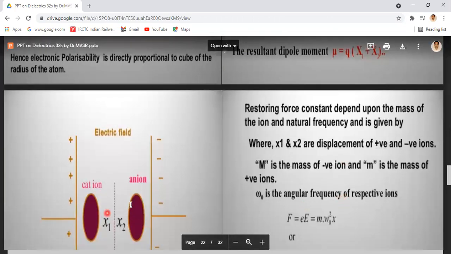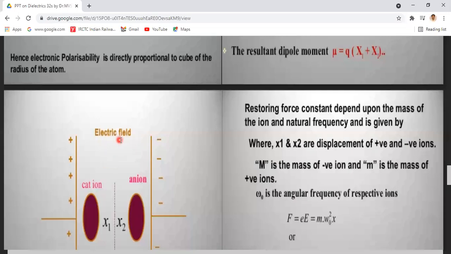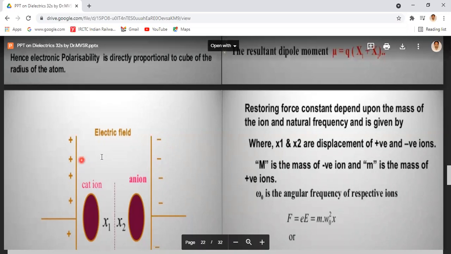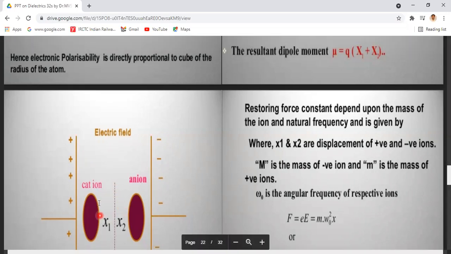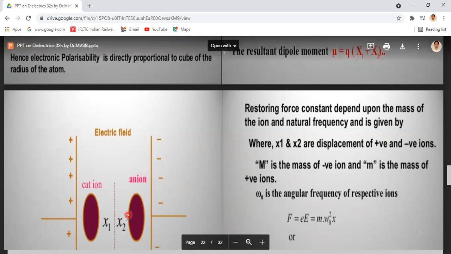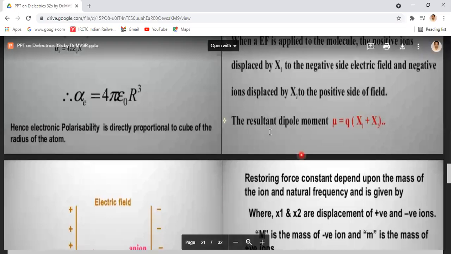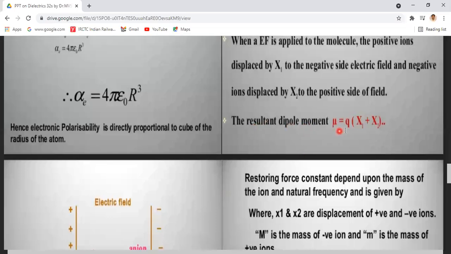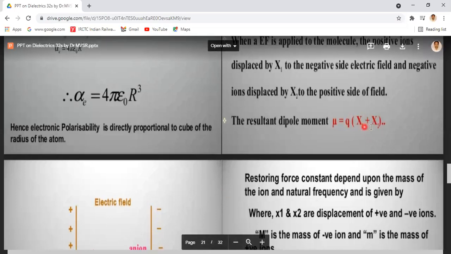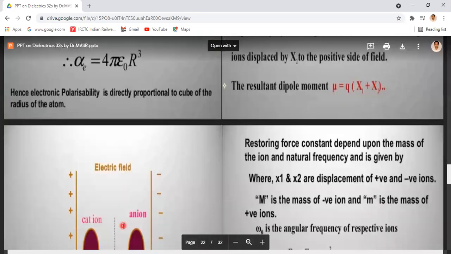Coming to this one, this is the electric field which is produced with the help of this capacitor. In this electric field, consider one HCl molecule, which becomes a dipole, with H plus and Cl minus, that is cation and anion, separated by distances x1 and x2. So the resultant dipole moment mu is equal to q into (x1 plus x2), that is, the product of the charge and the distance between the two charges. That is the dipole moment of the given dipole.